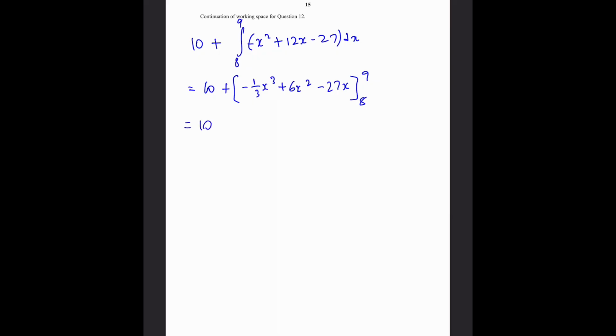So using the fundamental theorem of calculus part 2, when we substitute 9 in here, we get 0, and then subtract whatever we get when x equals 8. When we substitute 8 here, we get negative 8 by 3, but because we're subtracting, it'll become positive, so it'll be 10 plus 8 by 3, which is 12 2 by 3 centimeters squared. And this is our final answer.